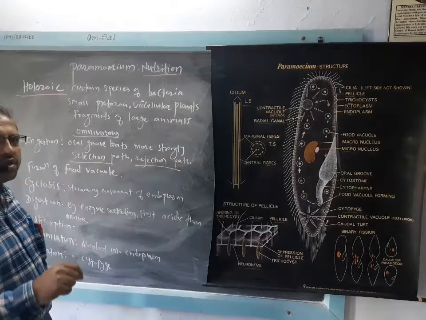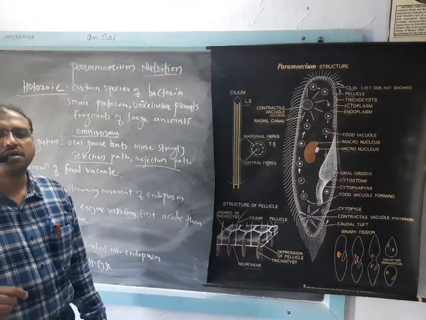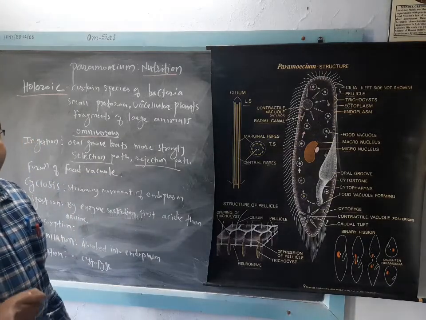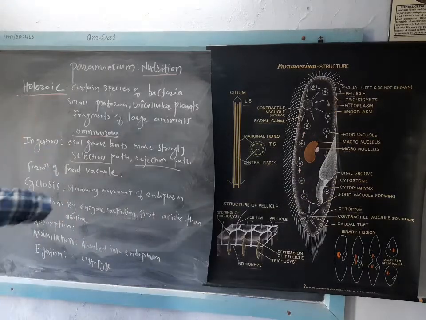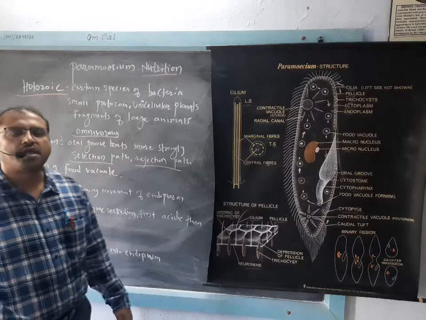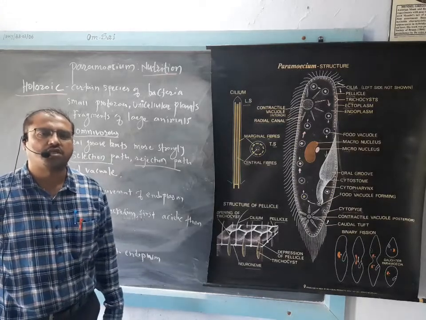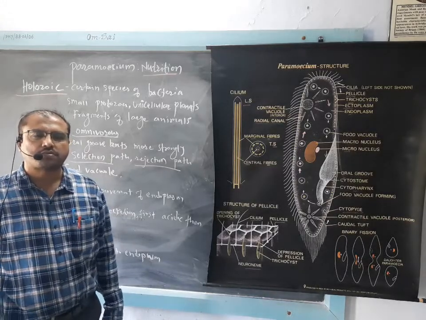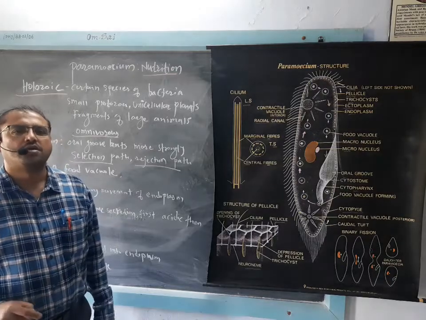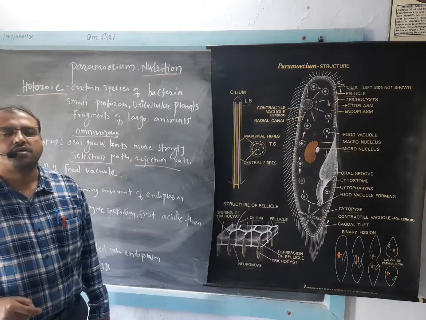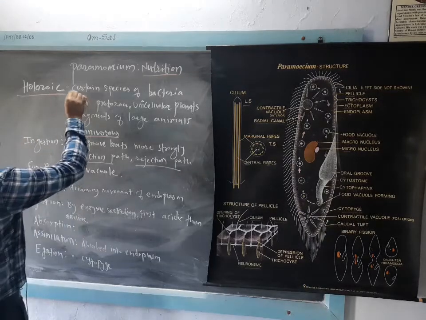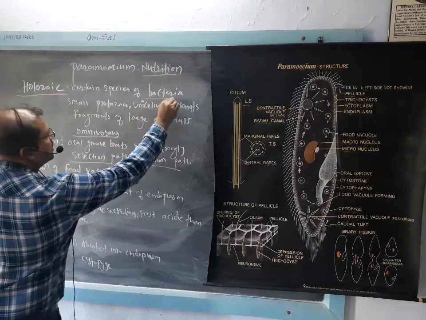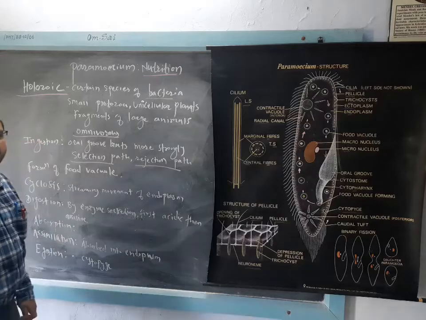Before going to this process, we'll see what the food is, and which kinds of food it takes. Paramecium is a holozoic animal. Holozoic means it has an animal-like mode of nutrition. It feeds on different organic materials, just like animals do. That is, it feeds on certain species of bacteria, basically Balantidium coli.